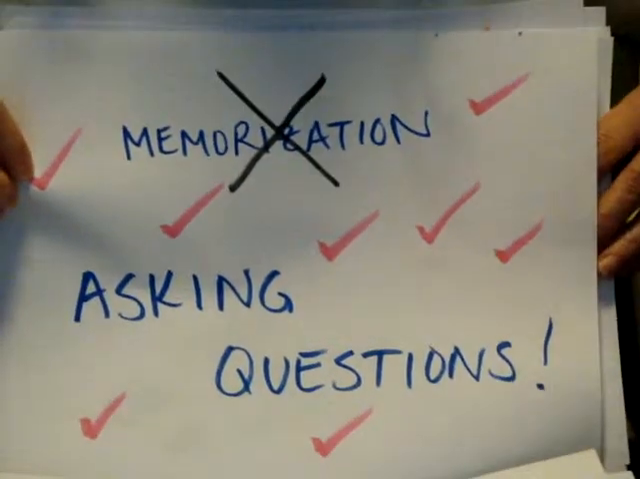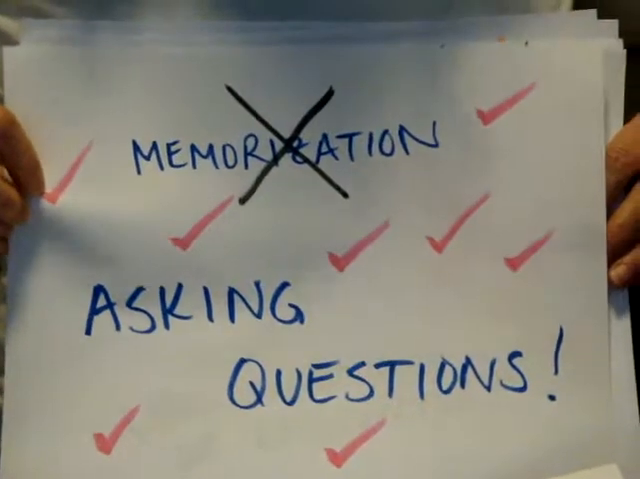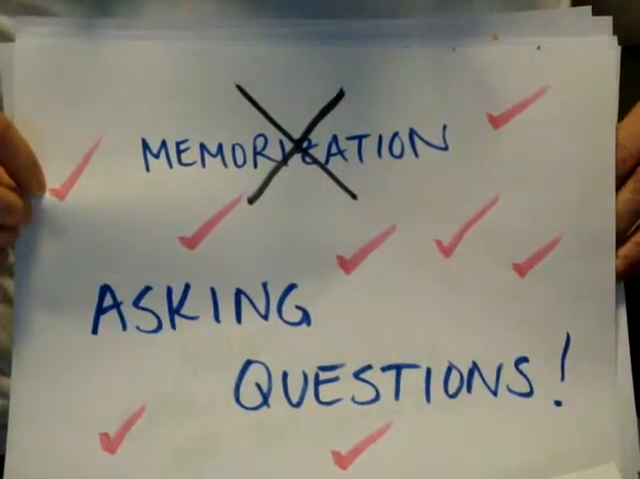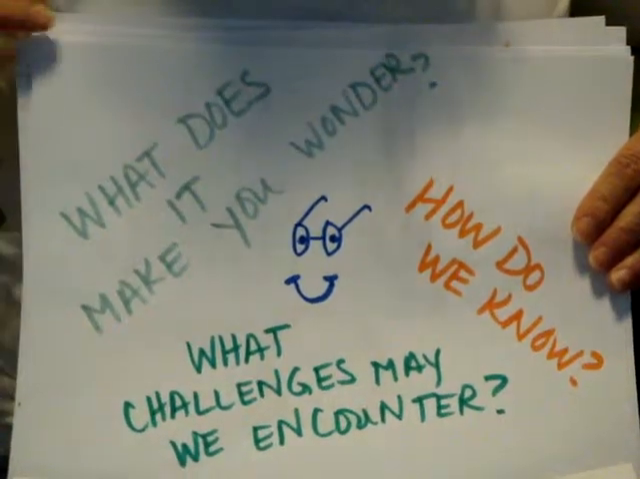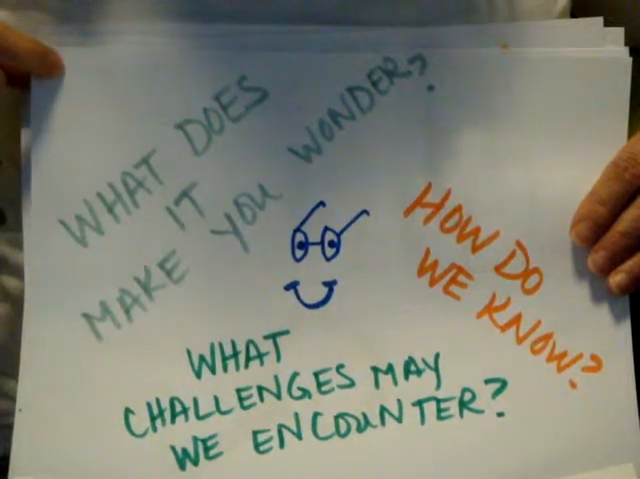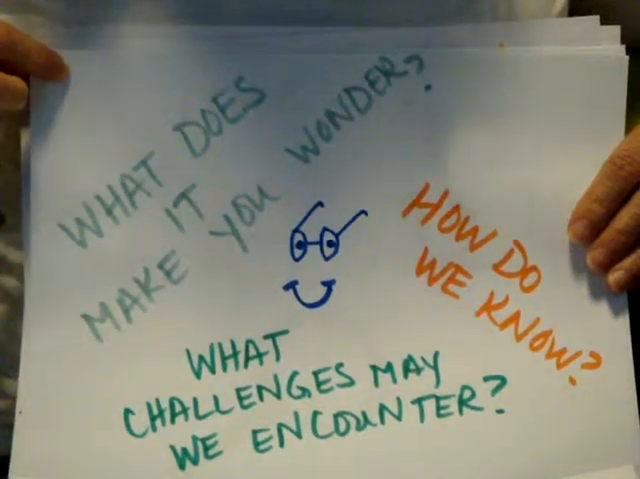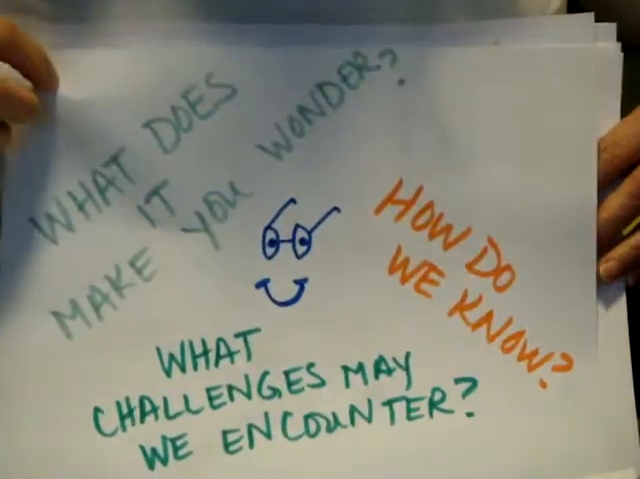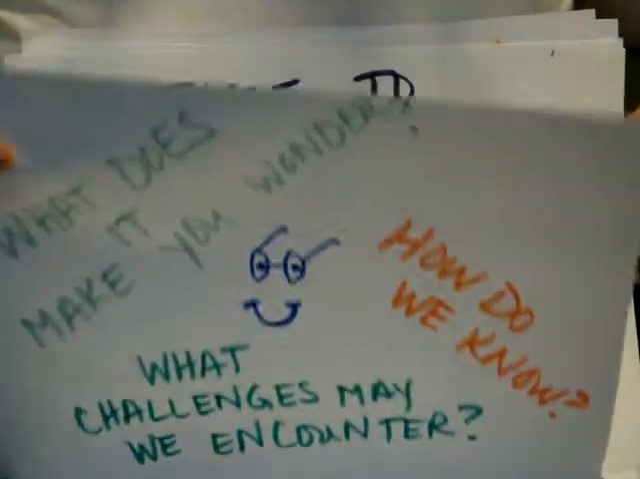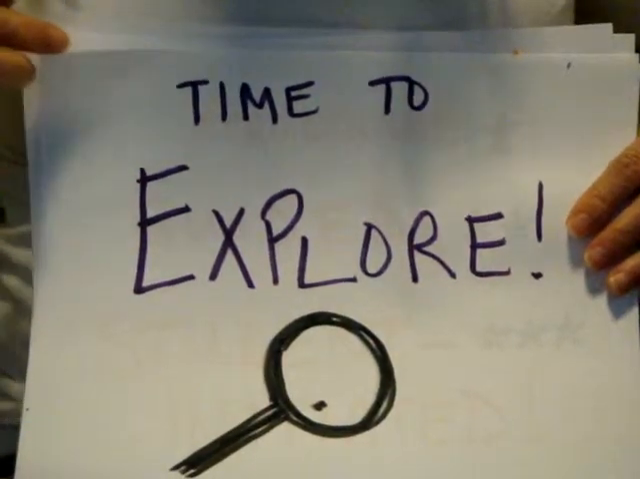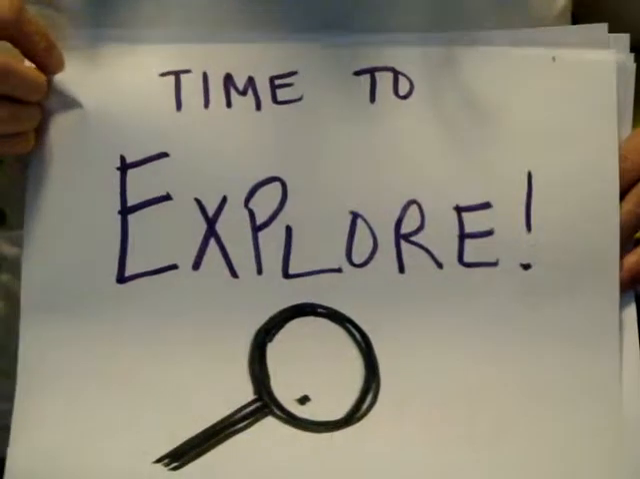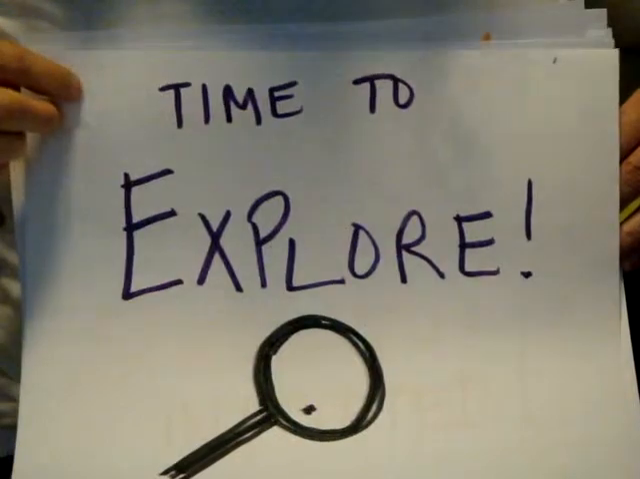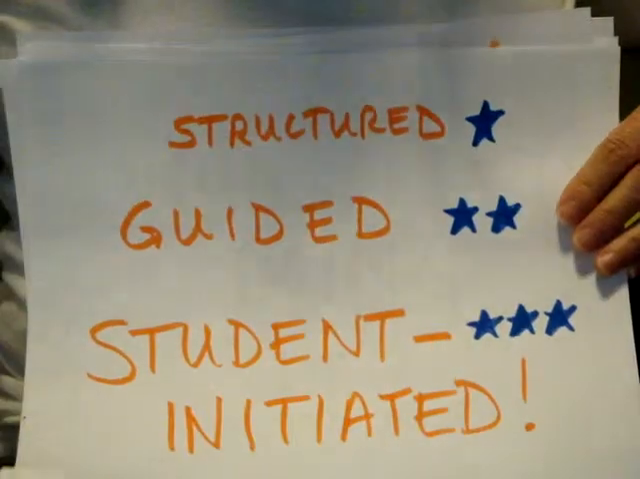And that's actually the biggest shift that a teacher needs to make in incorporating inquiry learning, is to really learn what are the questions that I need to ask my students. Some examples that you might ask, in a situation of an activity, would be, what does it make you wonder? Or how do we know the answers? Or what challenges might we encounter if we do it that way? The other thing is that you do have to leave time for exploration. It's not just here's a step-by-step activity, but you do have to give students time to explore.